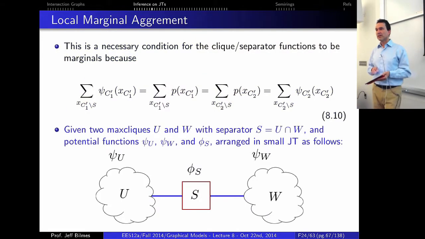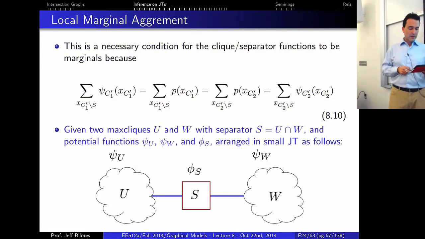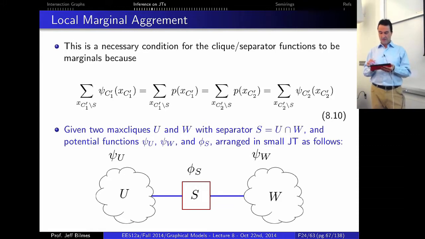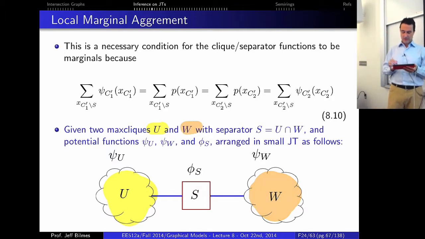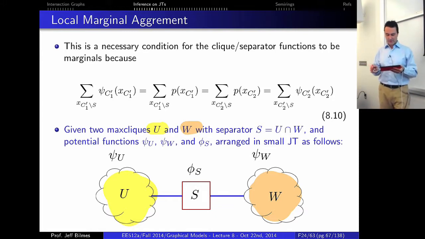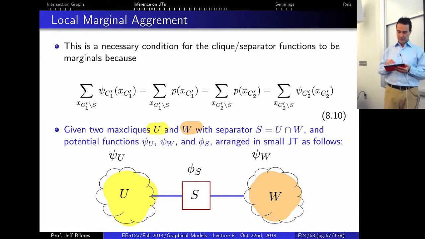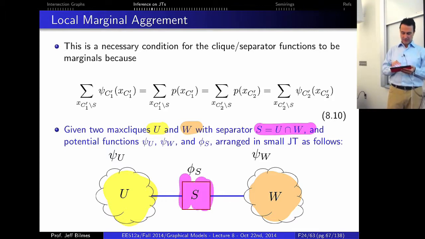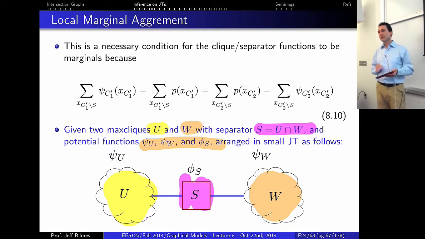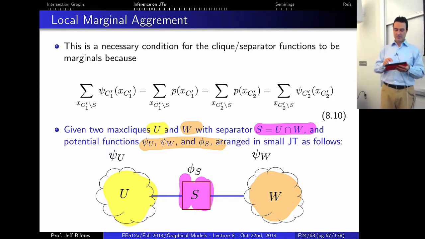Okay, let's define a little bit of notation. We're going to use this notation a lot over the next couple of slides. We've got a Maxclique U on the left, or let's just say it's a cluster. Let's not even say it's a Maxclique. Just say it's a cluster. U is on the left and W is on the right, and a separator, which is the common part in the middle. And we start out with potential functions, psi sub U, psi sub S, and psi sub W, in a sort of small junction tree or small cluster tree.